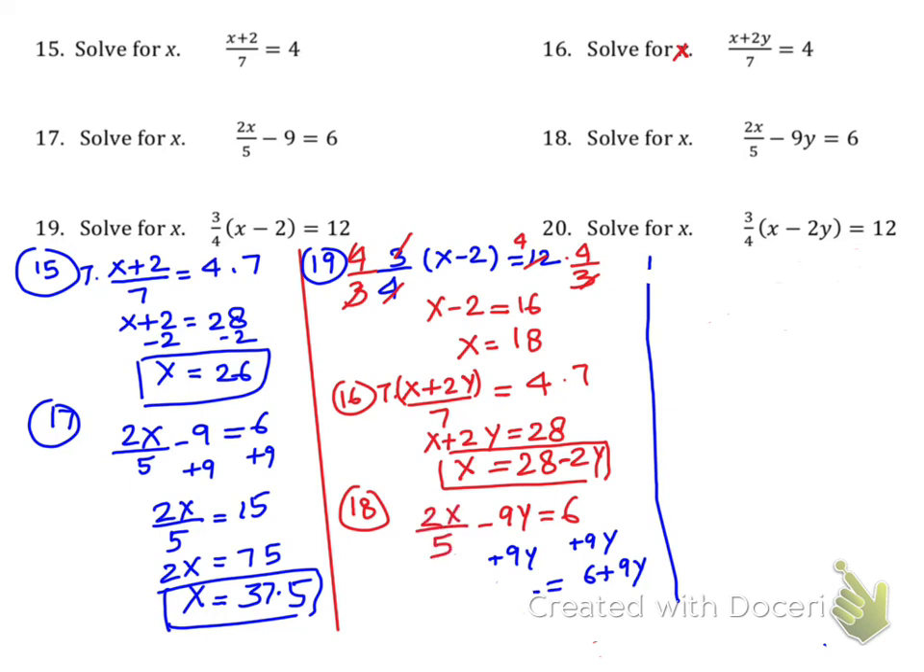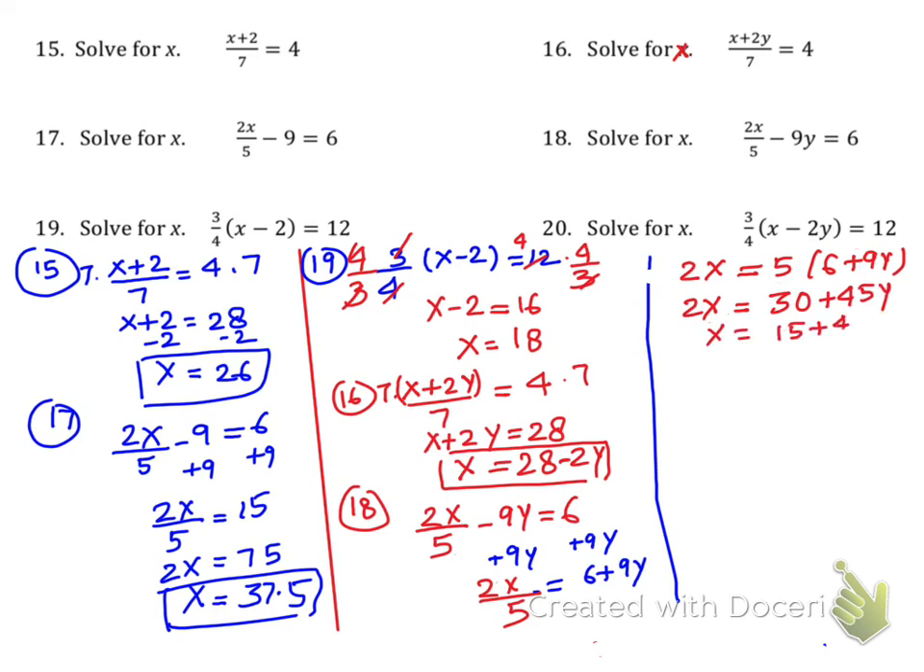2x over 5, I added 9y, so I get 2x over 5 is 6 plus 9y. And once I have it, I need to multiply both sides by 5. Once I multiply both sides by 5, I get 2x is 5 times 6 plus 9y. And then again, I have to distribute it, or you can divide both sides. If you distribute it first, it will be easier for you. 30 plus 45y, and then you divide both sides by 2, you get 15 plus 45 over 2 y. That's your answer.